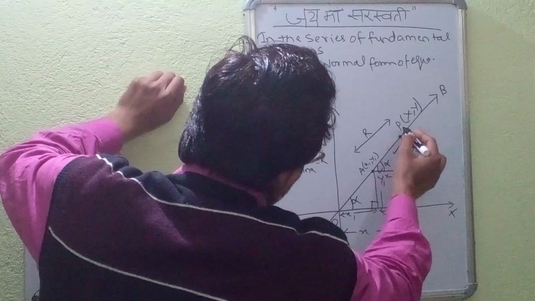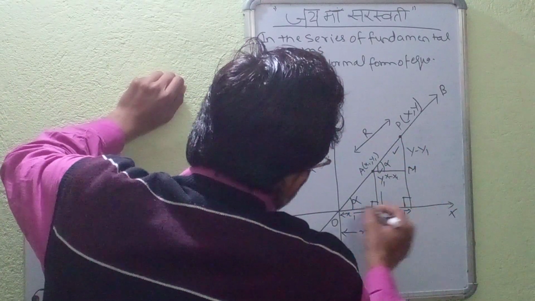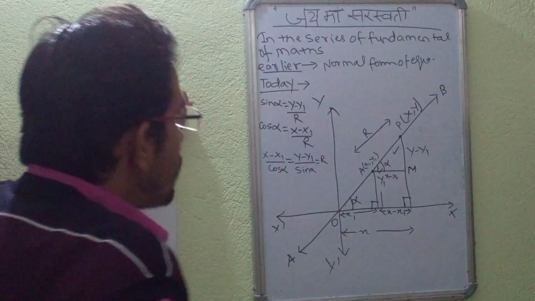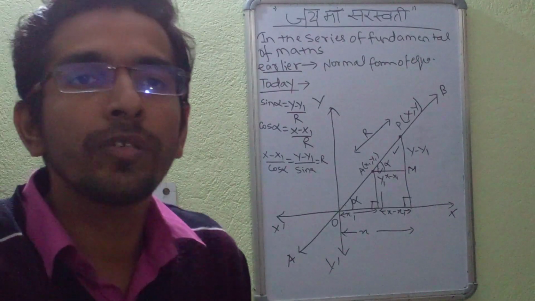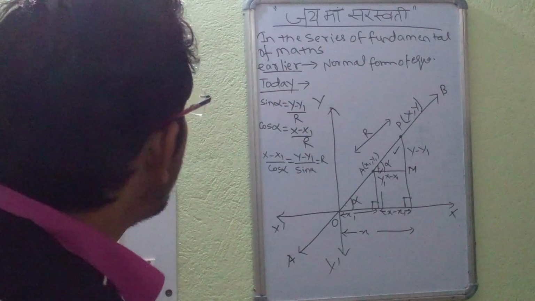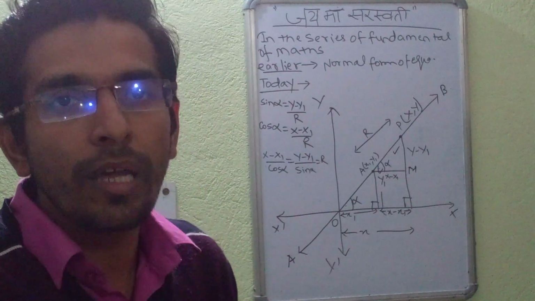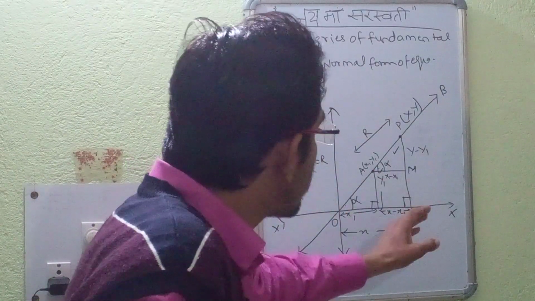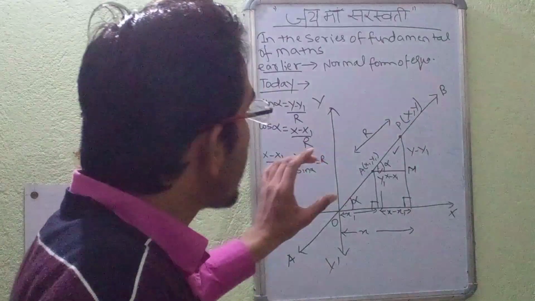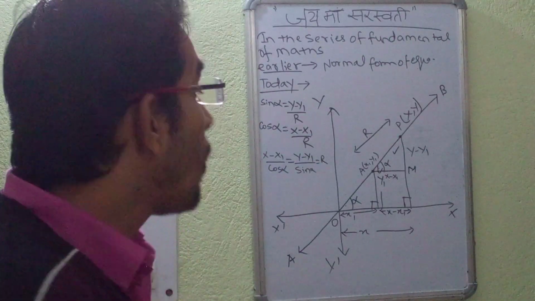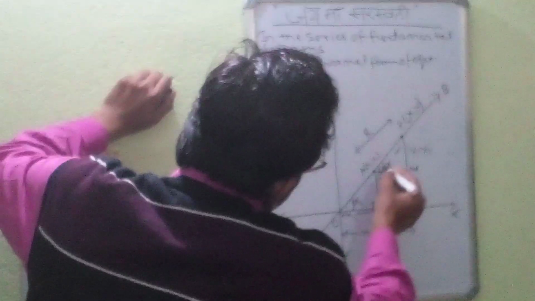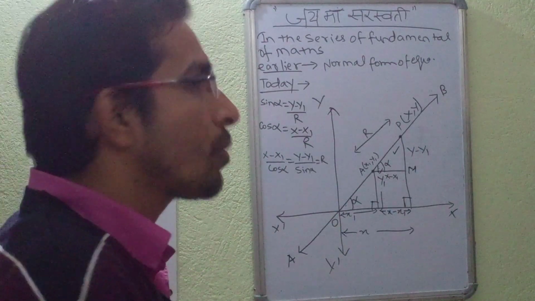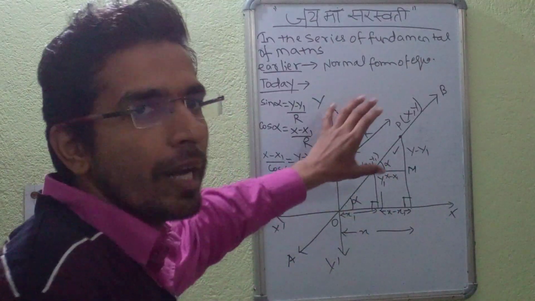the angle POX is equal to angle PAM, because these two angles are equal on the basis of corresponding angles. As we had studied in the lower classes in the parallel line concept, if AM is parallel to OX, then the corresponding angles made by that particular line will also be equal. So this and this are the angles which are equal, that is, corresponding angles are equal.